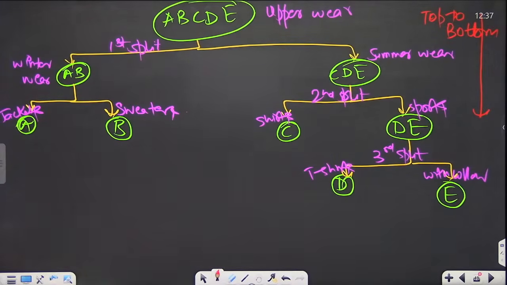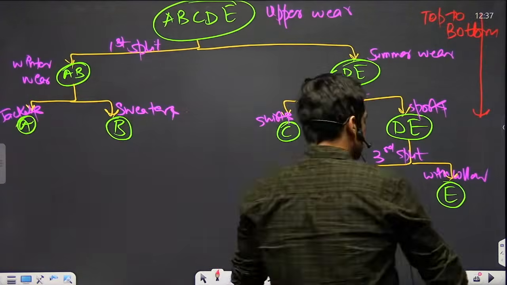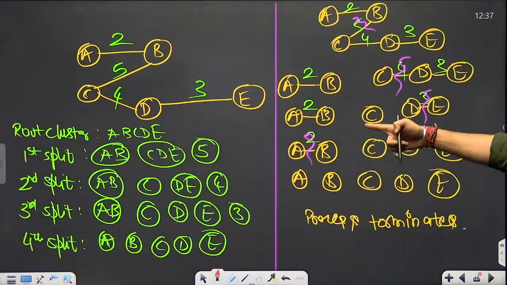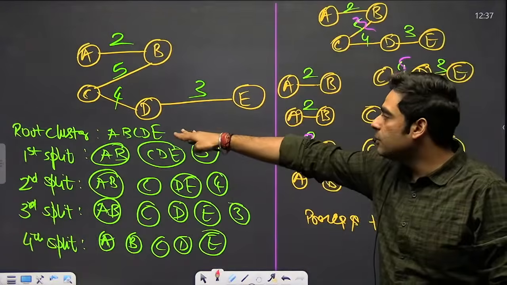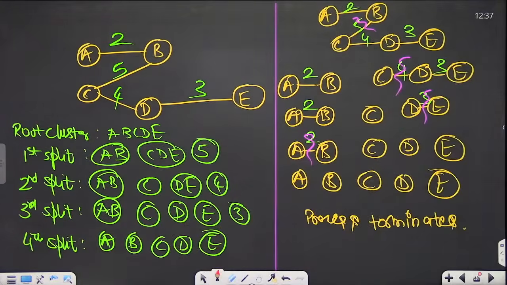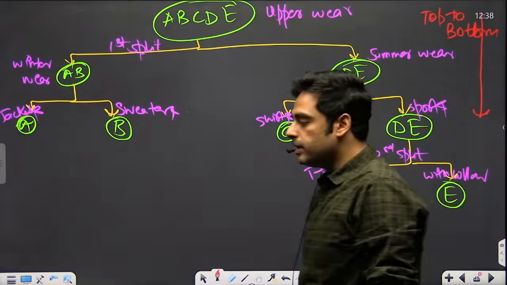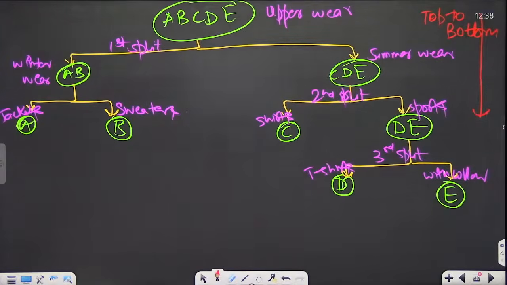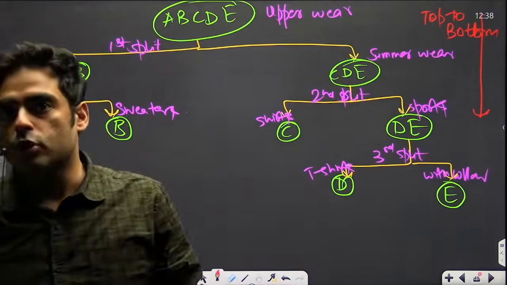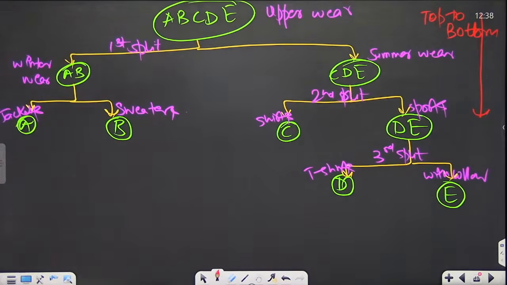Okay, so you have to draw an MST, a minimal spanning tree. Then after that you have the root cluster, then you accordingly draw the splits, and after that you can make a visual representation of it. So guys, this is the way of splitting from the top to bottom approach. I hope this makes sense, I hope this is clear.